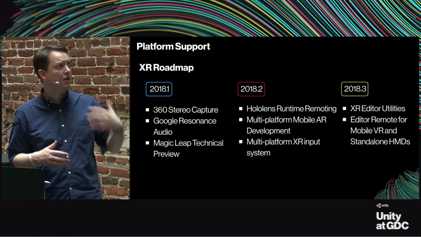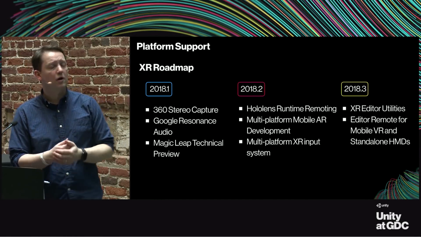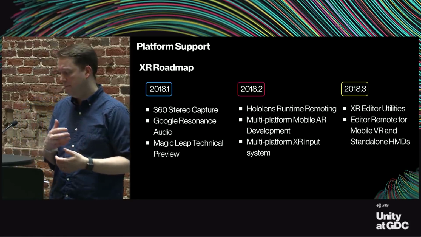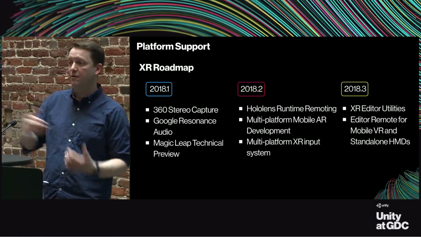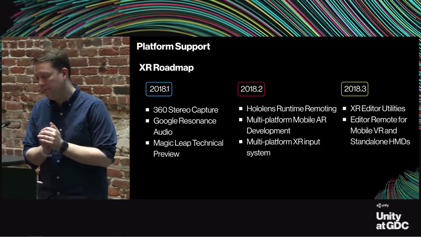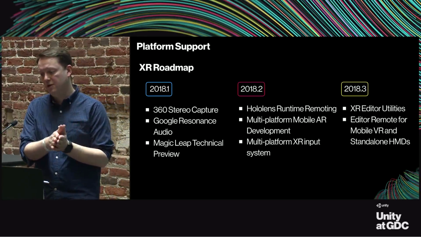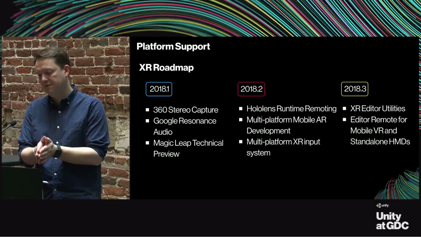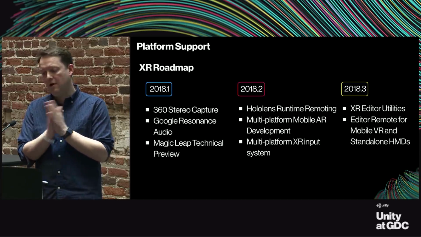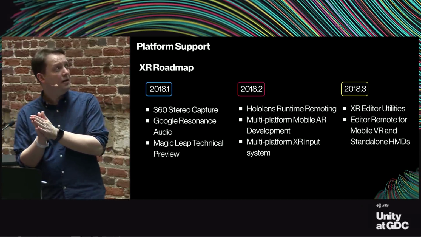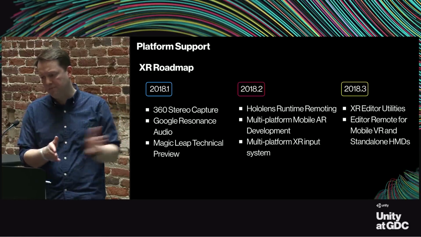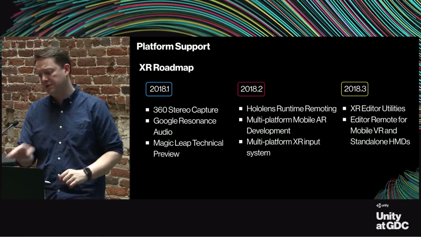So what's the roadmap look like? 18.1, we've got the stereo capture, so record both in editor and player for 360. We'll have Resonance, Google's Resonance audio support. That's going to be fully integrated with Unity. HoloLens runtime in 18.2. Obviously, Magic Leap technical preview available today. Sorry, should have mentioned that.